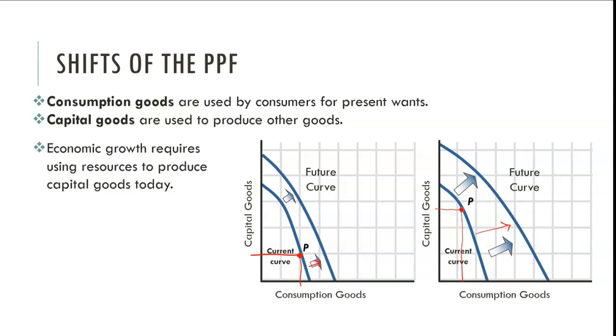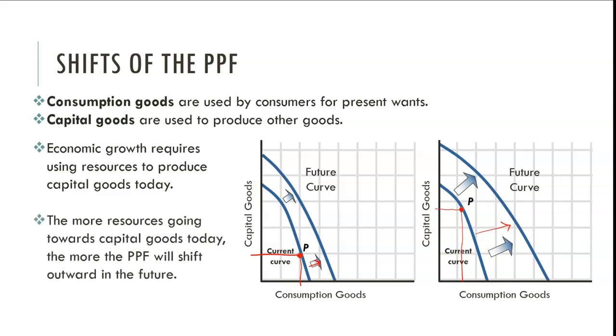So economic growth requires that we use some of our resources to produce capital goods today. The more resources going towards capital goods will shift the outward production possibility curve even farther. Today, by you being in this class, you're furthering your education, you're actually investing in a capital good. There's a trade-off. You had to give up some consumption goods today to use your time and resources for this class, to be in school. You're shifting out your own future production possibility curve with the hope that you're going to make more money in the future. Right? You're investing in some sort of capital good. This is going to make you more productive in the future and increase your income.